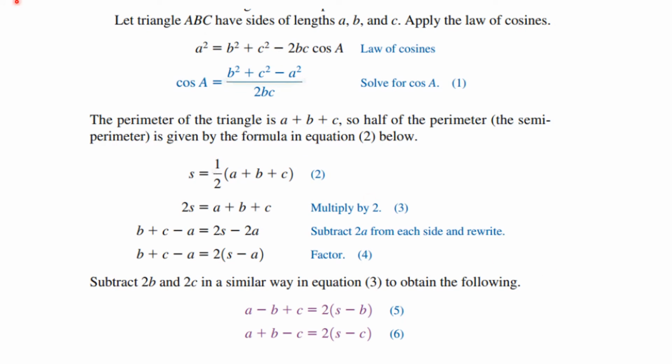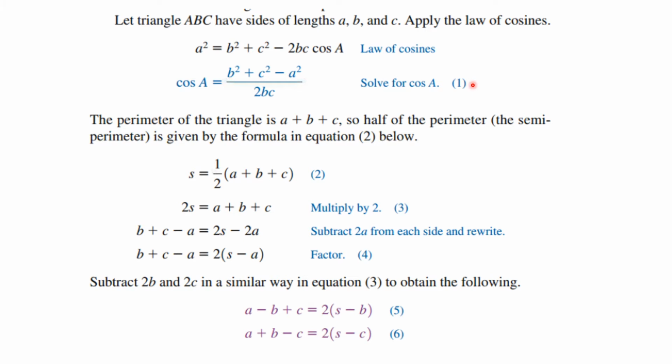But let's start in the following way. Let triangle ABC, where these refer to the vertices, capital A, capital B, capital C, and the convention is the sides opposite angles A, B, and C respectively have lengths lowercase a, b, and c. If we apply the cosine law to this triangle, I can solve the equation for the cosine of A, and this is what I get. This is what we'll refer to as equation 1, and later on I'll say, look at equation 1.